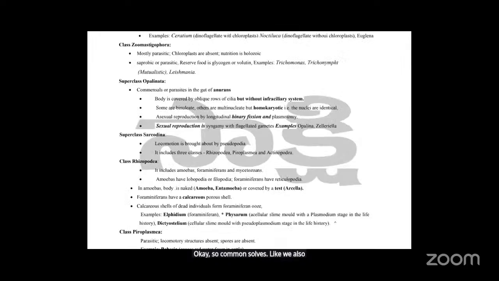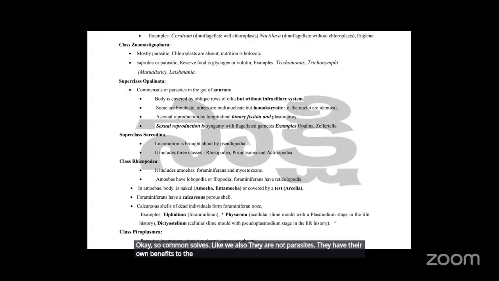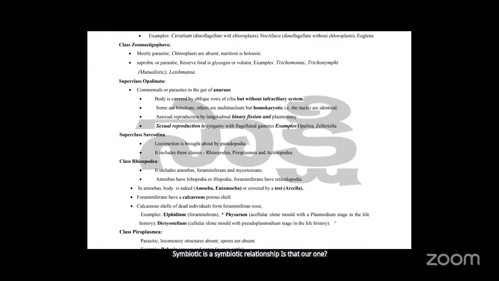Okay, so going to superclass Opalinata, we have commensals or parasites in the gut of anurans. Commensals are not parasites. They are symbiotic, it's a symbiotic relationship, where only one benefits. Sorry, they don't have benefits to the host. It's only them that benefit, but they don't cause harm to the host. They can also be parasitic, which means they will always cause some form of demerit to the host. The gut of anurans, that is amphibians that don't have tails, like frogs, toads, things like that. That's where you mostly find them.